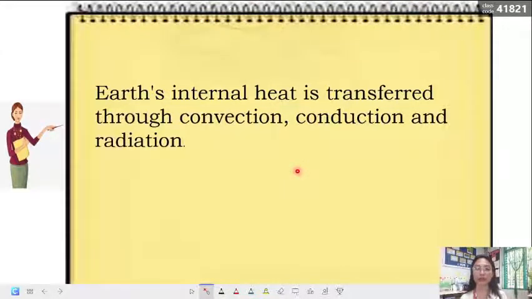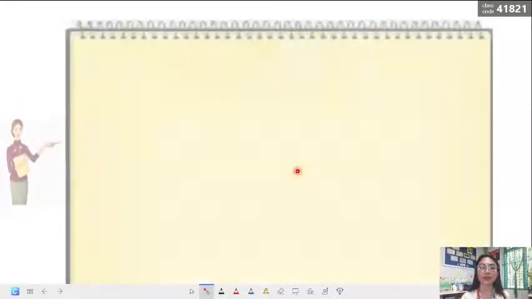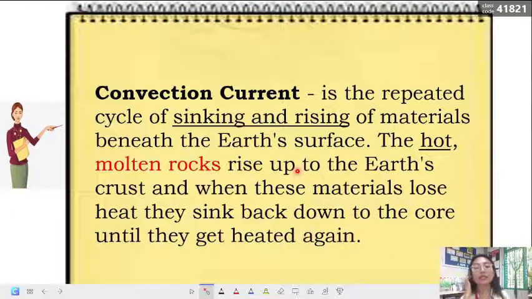Earth's internal heat is transferred through convection, conduction, and radiation. Do not forget that. That's the first one that I have discussed. Convection current is the repeated cycle of sinking and rising of materials beneath the Earth's surface. The hot, molten rocks rise up to the Earth's crust, and when these materials lose heat, they sink back down to the core until they get heated again. So that is the cycle of the convection current. If you still remember, the arrows there are going up, down, going up, down. Okay, that's convection current.